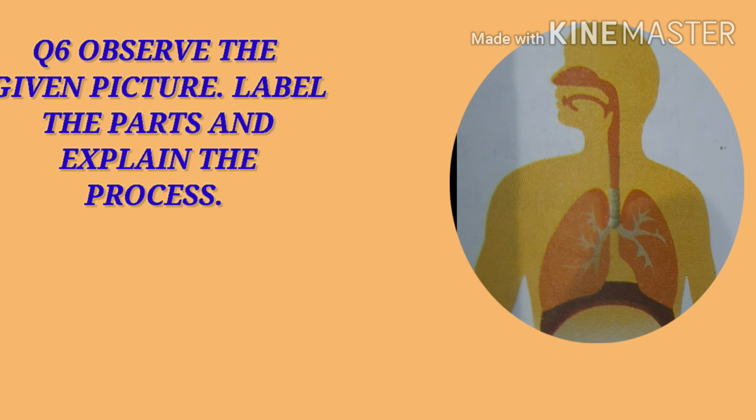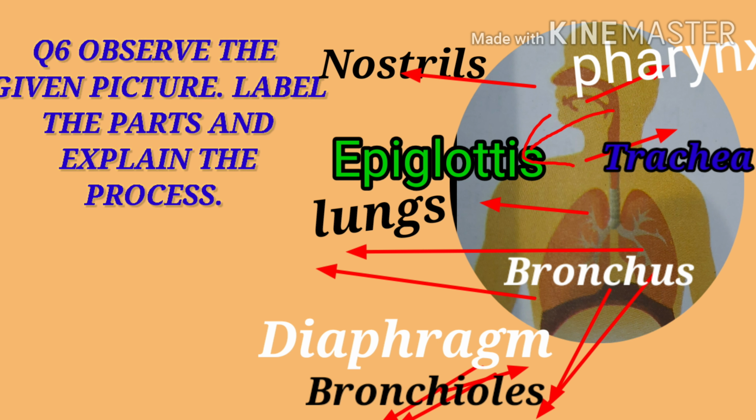Now the next question, question number 6. Observe the given picture, label the parts and explain the process. In the picture given here, you have to label the different parts of the respiratory system and also explain the process. So let's start. This is the nostril, through which the air enters the respiratory tract. After that, this is the pharynx, through which air enters into the trachea, which is also known as the windpipe.